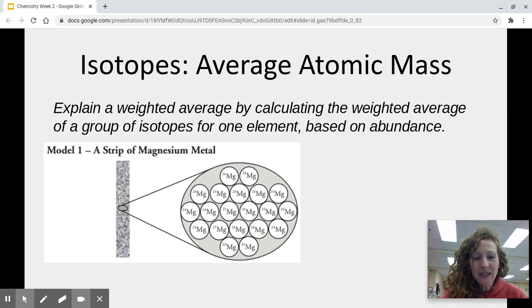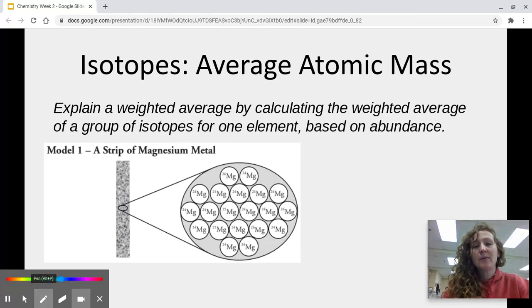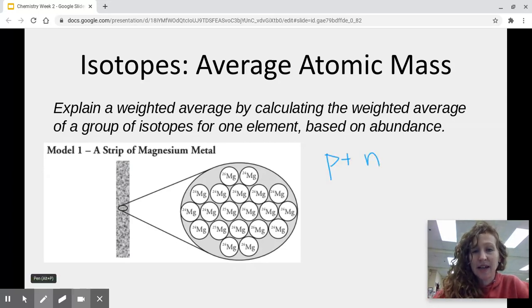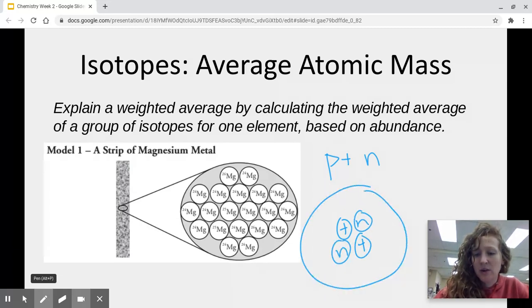Hey, chemistry. We are going to talk today a little bit more about isotopes and this concept of average atomic mass. We talked before about how the atomic mass of an atom is made up of the mass of protons and neutrons together. So if you have an atom like helium, for example, helium has two protons, two neutrons, and also two electrons.